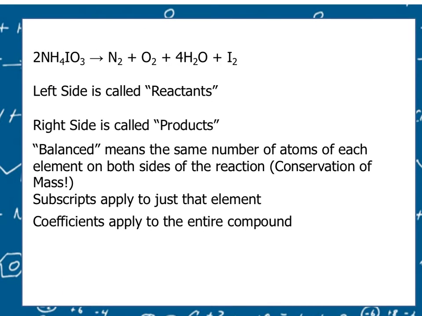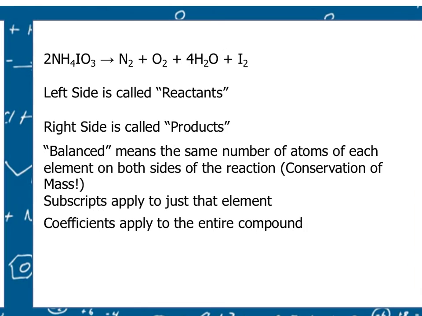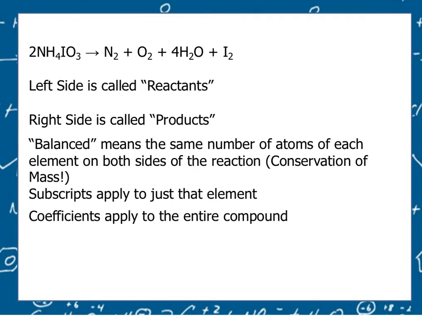So here's a chemical equation that I have balanced, and on the left side are what we call the reactants, and on the right side are what we call the products. And this arrow here, I want you to think of it as an equal sign because chemical reactions have to obey the law of conservation of mass. So we have to have the same number of each atom on both sides of the reaction.